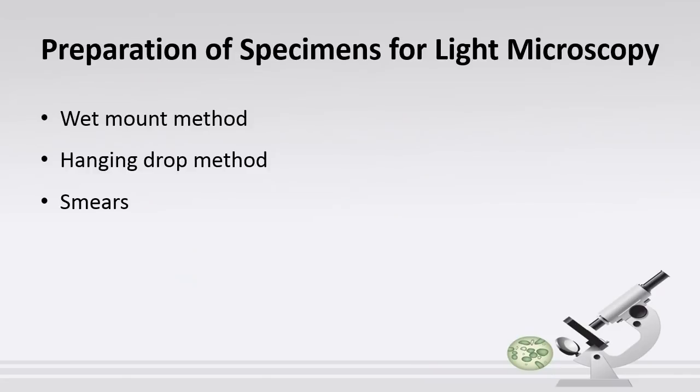Okay, the following lectures will be on the preparation of specimens for light microscopy. There are three ways you can prepare a specimen for light microscopy, such as the wet mount method, the hanging drop method, and smears. Smears are quite relevant for your practical one.